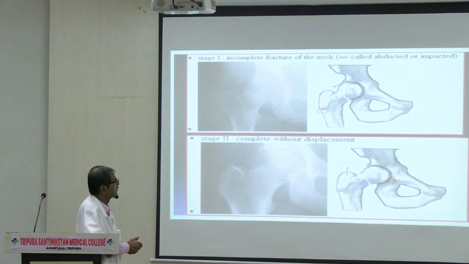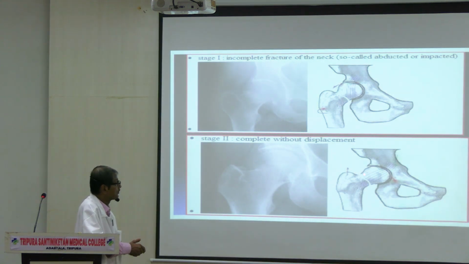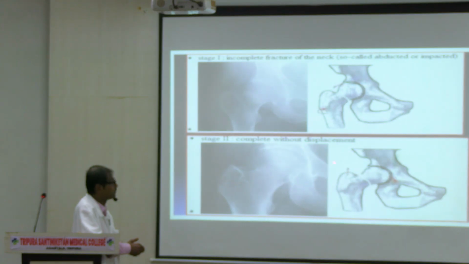Only one cortex is broken. Another cortex is all right. You see, this cortex is broken, type 1. The stage 2, you see it, totally broken. You do an X-ray, that is totally broken.